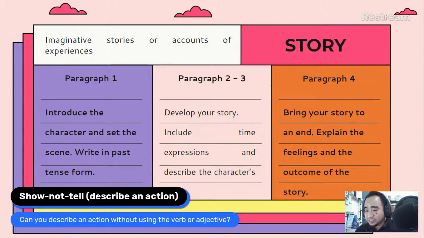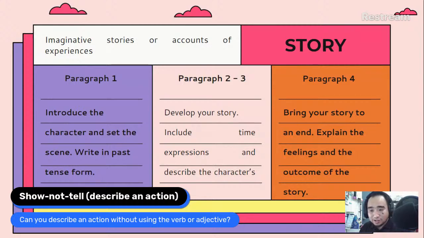Yes, that means we tell about the expression of the character. Yes, that's what show not tell means. You don't directly tell he is angry. You describe how angry he is. Tapi taklah sepanjang masa in the story you have to use this show not tell.